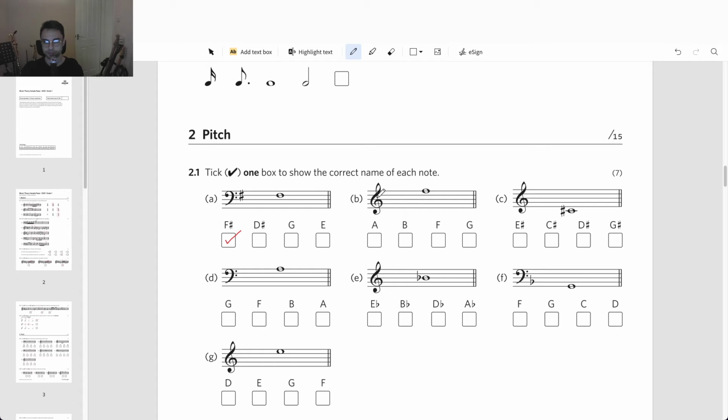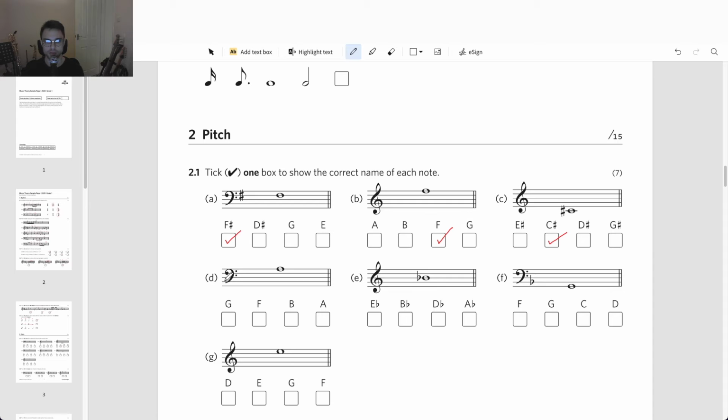Example B, very important, make sure you're reading the clef. You've got a treble clef here, and this is on the top line. So the top line of the treble clef is F. Example C, treble clef, and I'm sure we all recognize this note. This is middle C. However, there's a sharp sign before it, so it's going to be a C sharp.